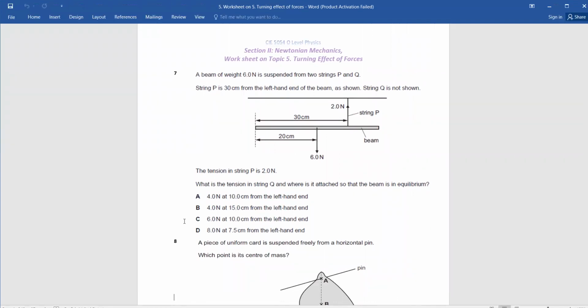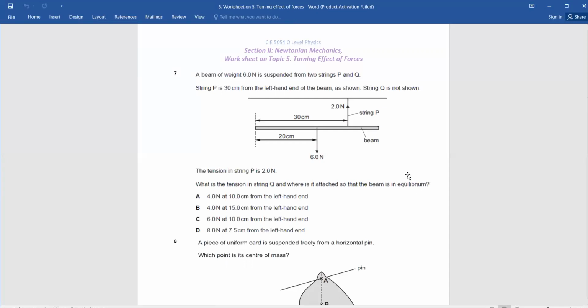Then seven. Seven is a very tough question. One of the tough questions. And here we are using both conditions for equilibrium. We had two conditions for equilibrium, right? Yes. One is the forces should be balanced, and the opposite moments are also balanced, right? Yes. Equal. So the first condition we have to check. What will be the value of force if we are trying to get this one in equilibrium? They are asking what is the tension in string Q, where it is attached, so that the beam is in equilibrium.